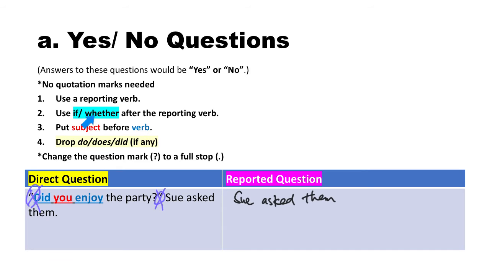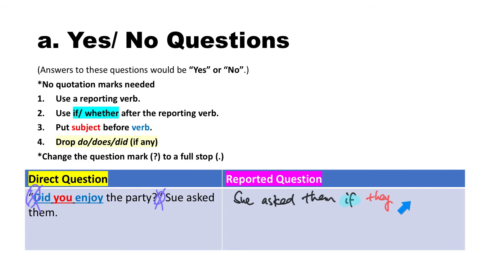For a yes-no question, we use if or whether after the reporting verb. It's okay no matter you use if or whether. Here, I use if. The subject in the direct question is you, and this you refers to them. Them is an object pronoun. We will need to change it to a subject pronoun, they.